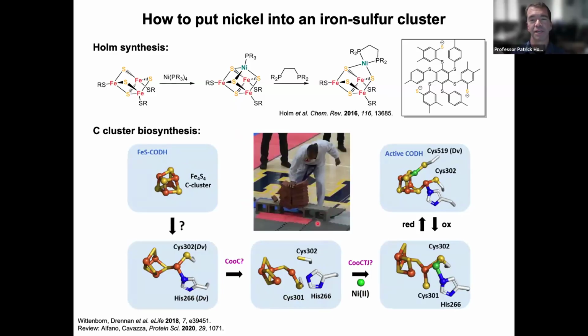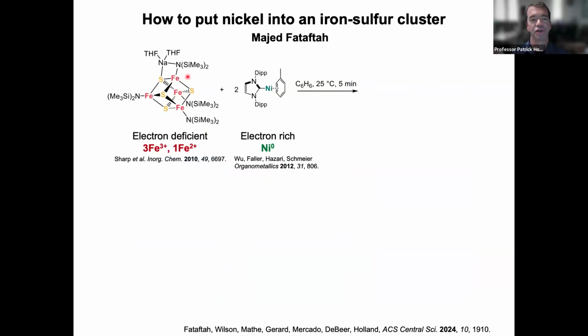And Magid thought, because he's pretty tough, he thought maybe he could do that himself. The strategy that he took was to use one of these amide coordinated clusters. These have been previously synthesized by Sunny Lee's group and also from Yasuhiro Oki and Kaz Tatsumi. They had made this cluster. It's very oxidized. And what Magid thought is that maybe by adding a very reduced nickel zero center, that would be able to drive the insertion of the nickel into the cluster.